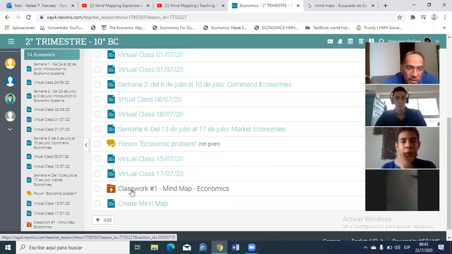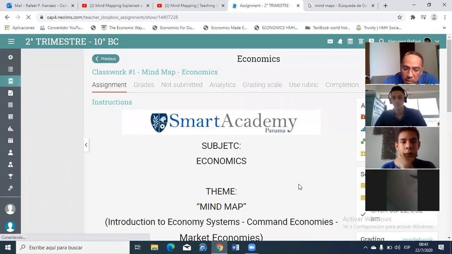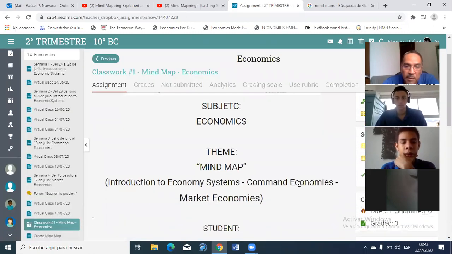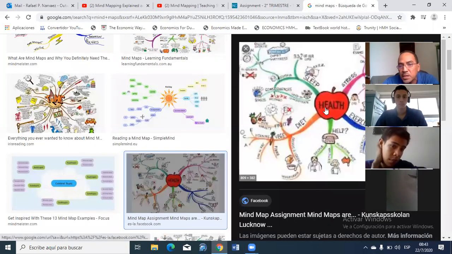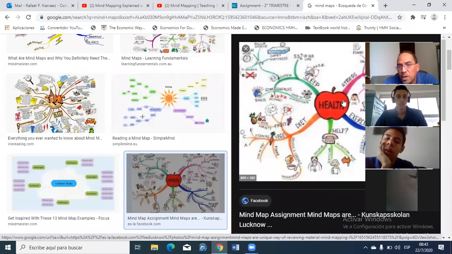Now let's begin with this evaluation. As soon as you open, you're gonna see that you need to create a mind map, and these are the 3 branches. Remember, in the mind map you create branches like this one over here. If you go to Google and write mind map, you see something like this. These are different branches that represent different topics, for instance about health, different topics that are related with health.